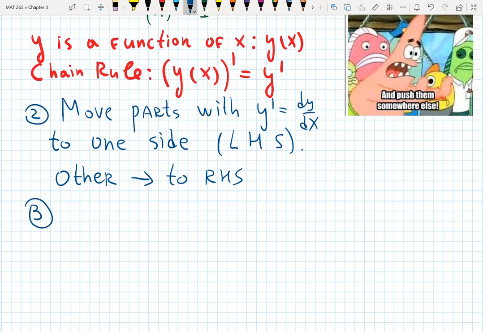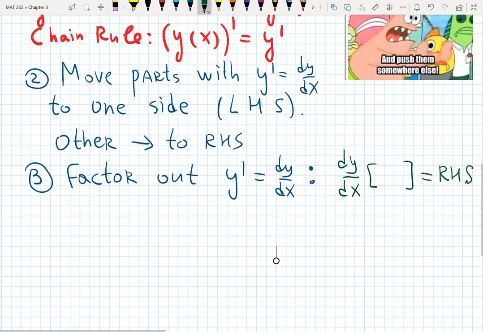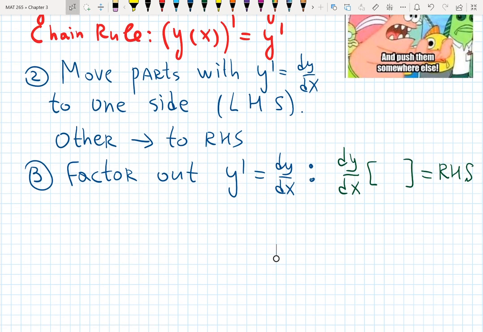Step 3, factor out. Factor out this y prime, dy over dx. Since now one side has all the y primes, you can factor it out. And then you will have this kind of picture. It will be dy over dx, factor out, parentheses, equals the right-hand side. So this is how I do it. You factor it out, there's going to be huge parentheses, some kind of stuff inside, equals the right-hand side you moved before.